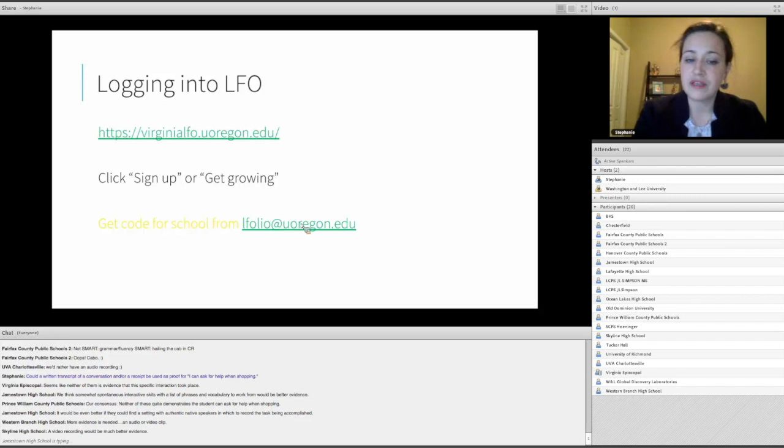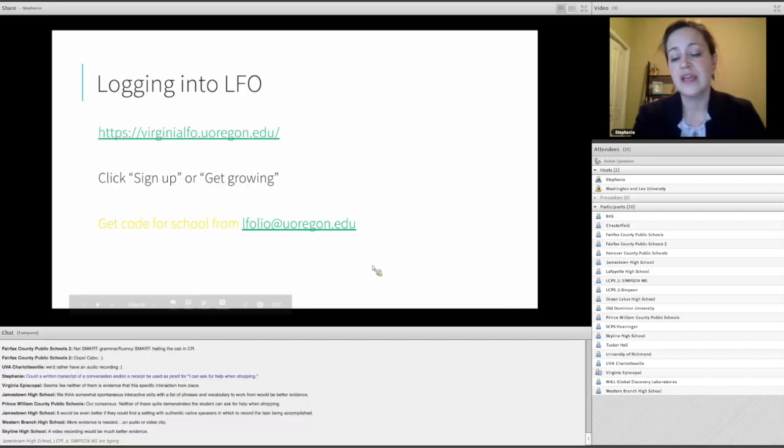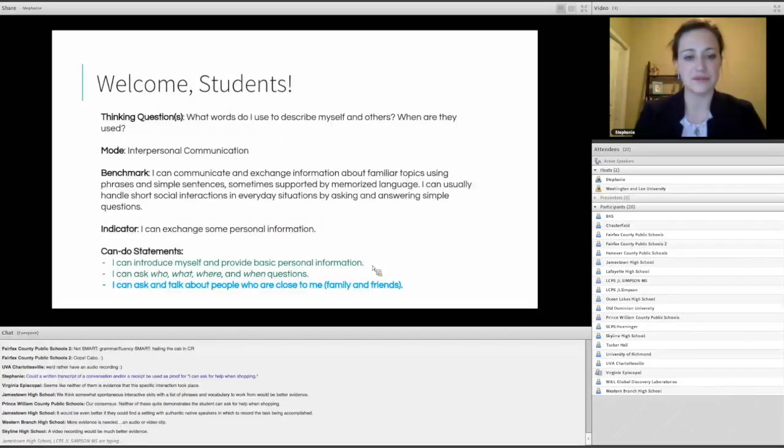When you go, you'll want to click sign up or get growing, and each of your schools have their own join code that you'll need to join. You can get that from Lisa Harris, or you can email lfolio@uoregon.edu, and we will tell you what your join code is so that you can start creating accounts there.